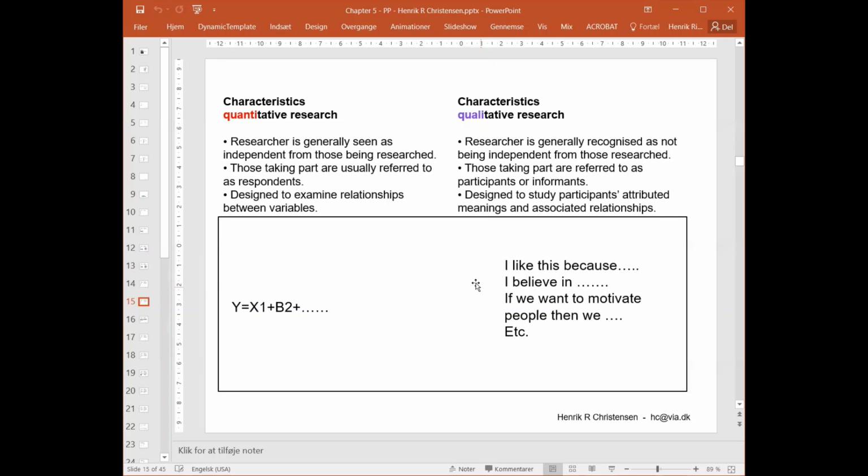And just like we might find connections here between some of the variables, we may also over here find connections. For example, if a lot of people say that I believe in, and then another thing also points in a direction that they are motivated by this and this. So there might be a connection, but we are not really trying to investigate it from the start. It might be something that simply pops up when we are doing the investigation. So it's a more inductive approach.